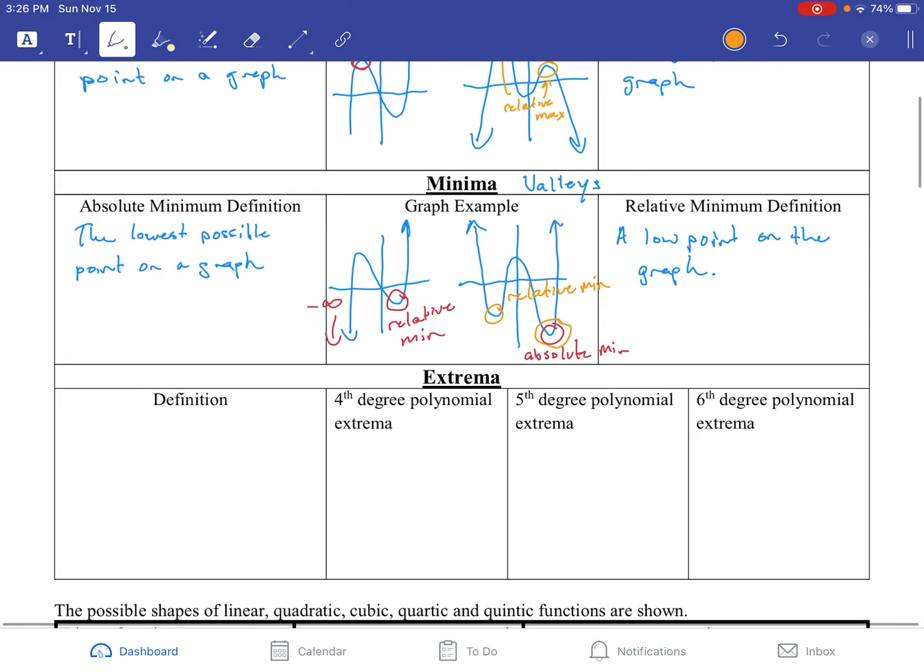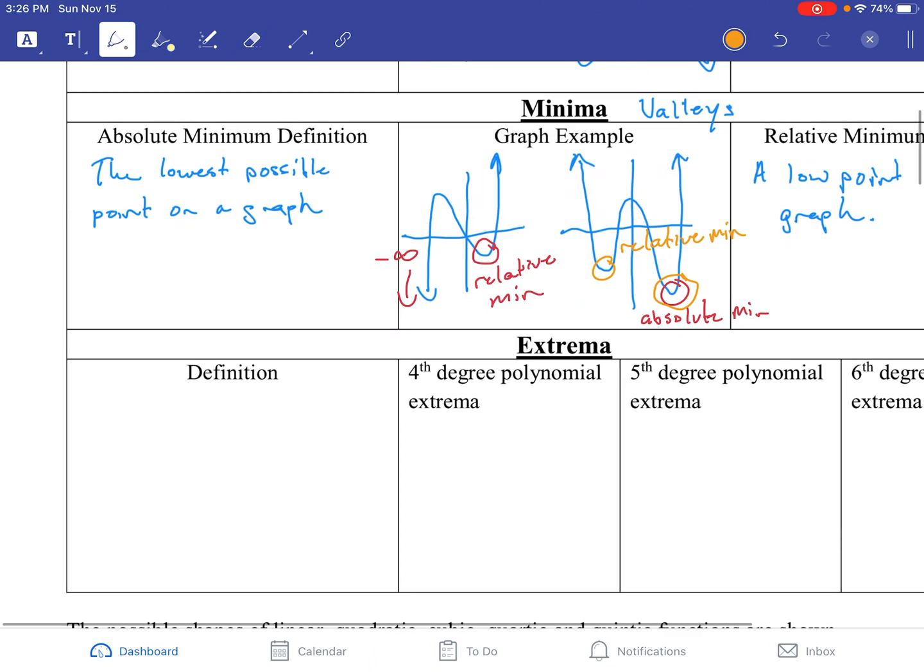Lastly is extrema. All right. Extrema is, I'm going to try and make this a little bit easier to understand. Extrema is just all peaks and valleys. I'm going to change this color. All peaks and valleys.